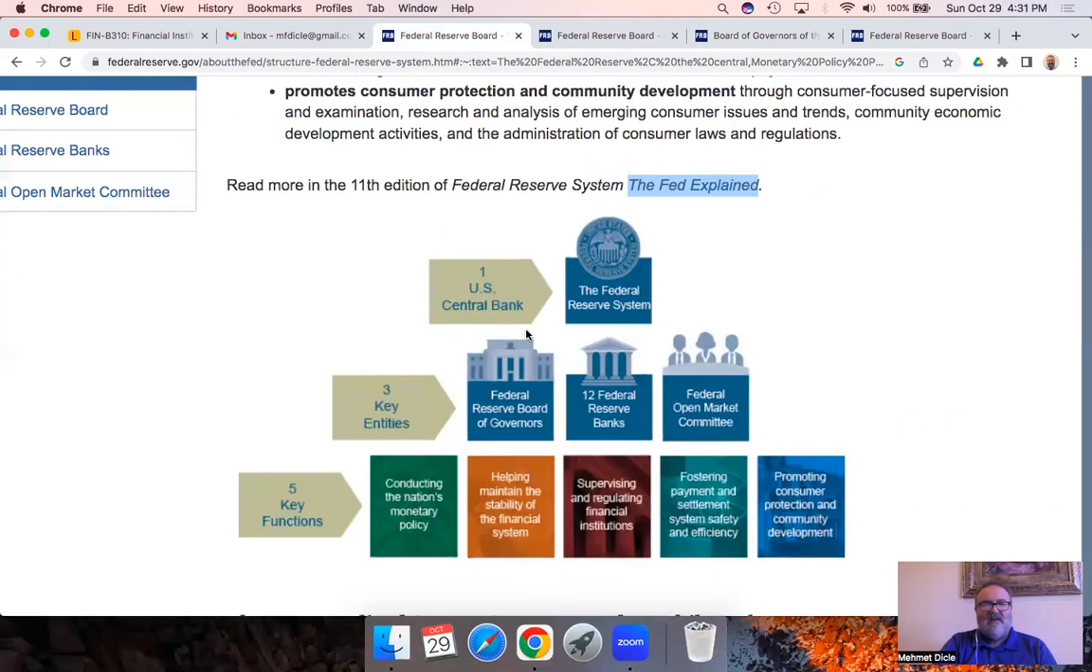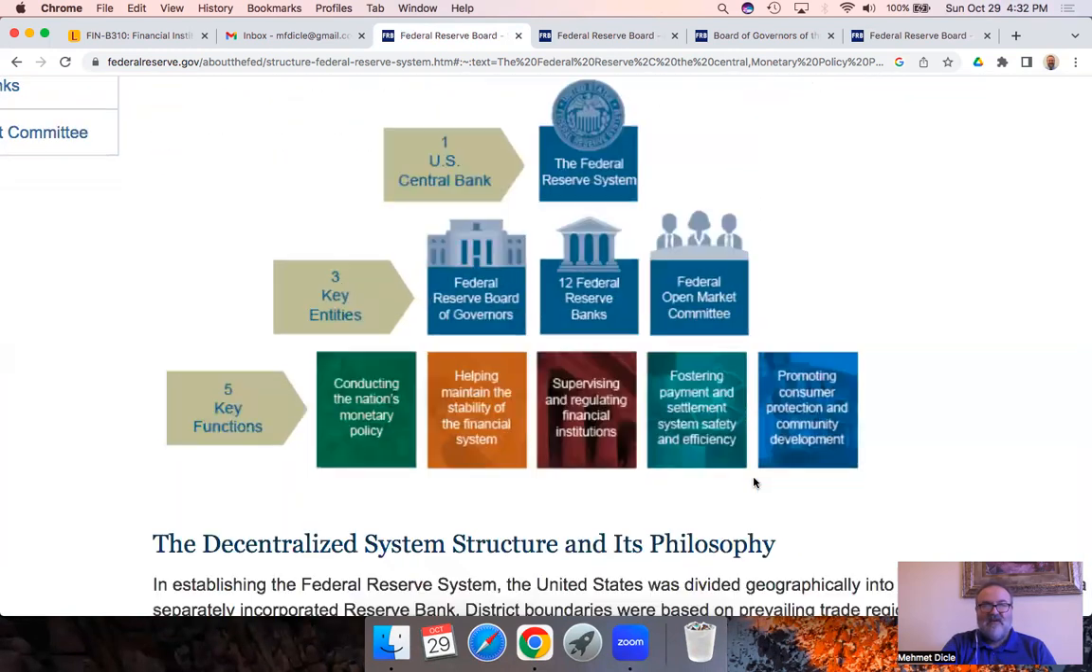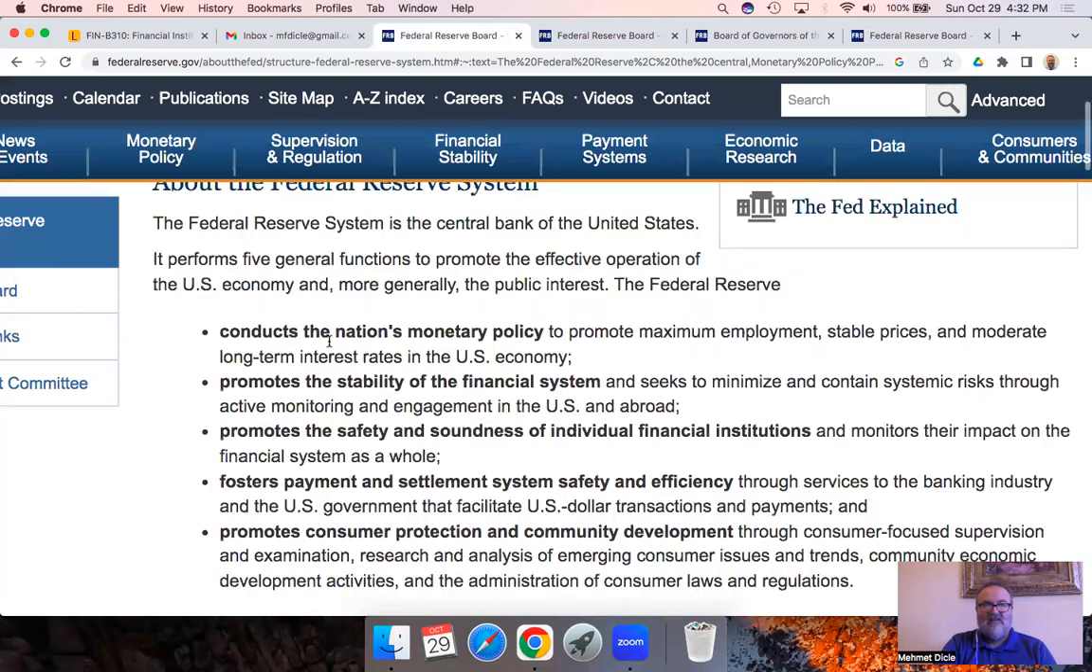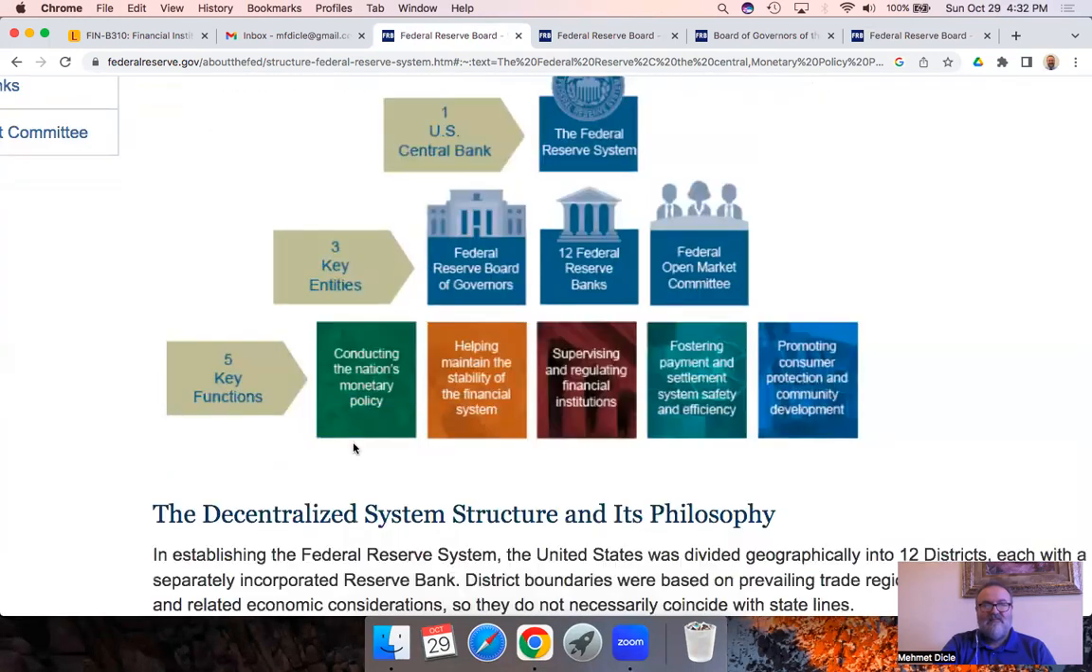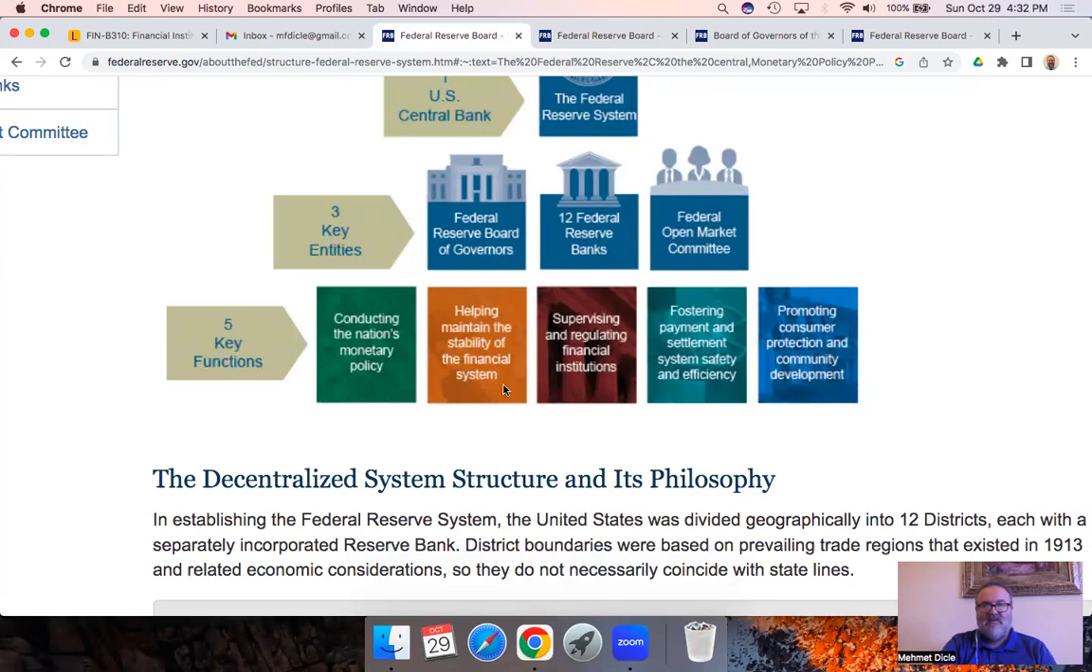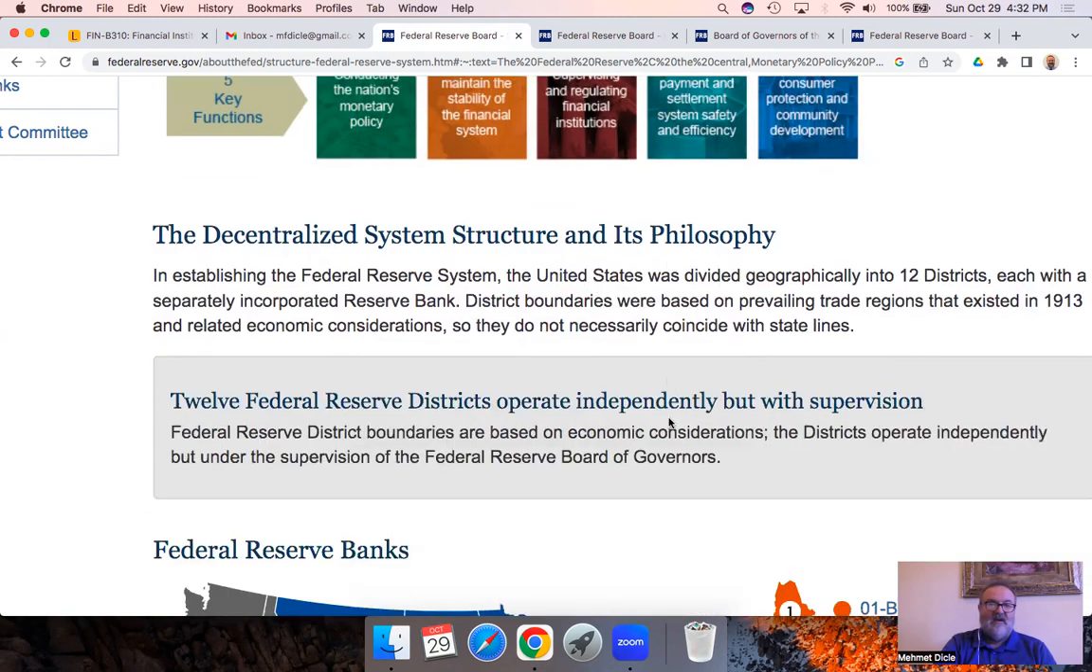So within the Federal system, we have three key entities, which we're going to discuss separately. We have the Federal Reserve Board of Governors, we have the Federal Reserve banks, and we have the Federal Open Market Committee, and then we have the five key functions: monetary policy, stability of the financial system, regulation of institutions, payment and settlement systems, and consumer and community protection.